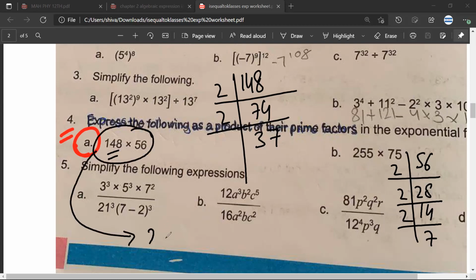Satya, are we clear now? Yes, sir. So these are the prime factors of 148. These are the prime factors of 56.